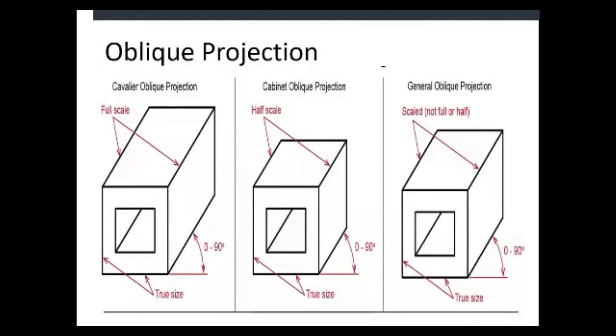When we talk about oblique projections, here you can see the true size of the front is equal, but only the depth differs. Here you can see full depth or height. In cabinet oblique projection, the height is just half of the full scale. But in general oblique projection, the height is not full or half.